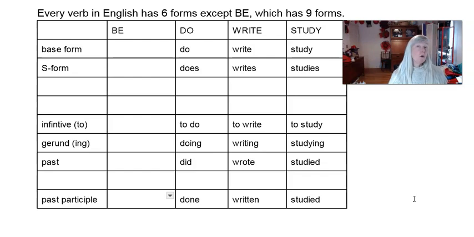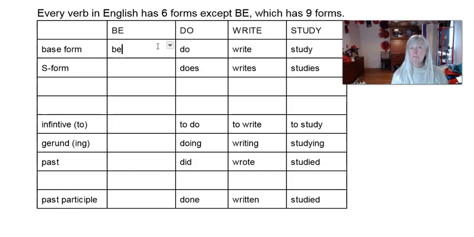Be is the only verb that has 9 forms. Every other verb in English has 6. The 6 forms are the base form. For do, the base form is do. For write, the base form is write. For study, the base form is study. It's the base, the one with nothing else on it. No S, no ing, no to, nothing. Just the base form, the simplest form of the verb.